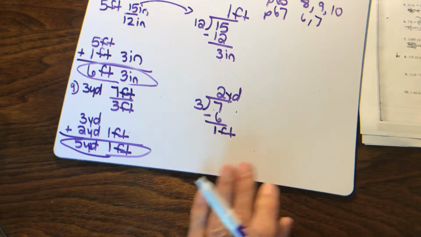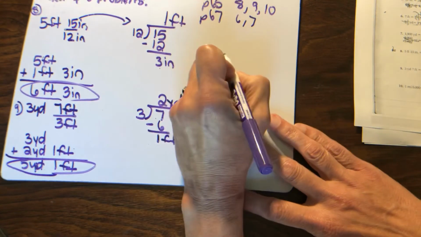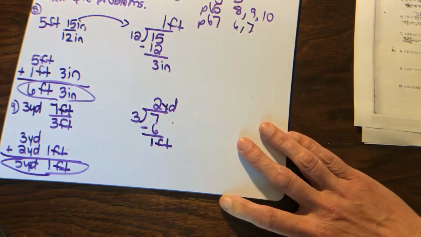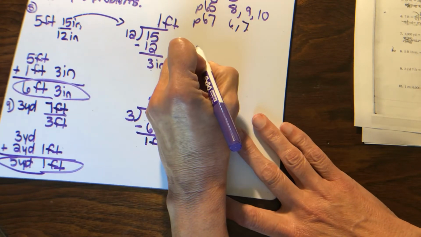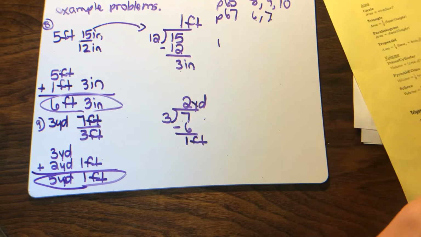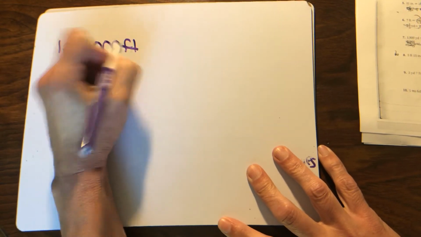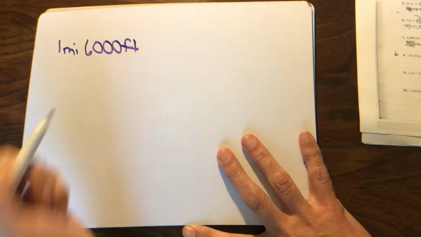Now, let's do one more together, and then you can go try some. I said that I would work these with you, but let me just work number 10 and then you can go back to your packet and try them. So number 10, okay, number 10 says 1 mile, 6,000 feet. Please do not write a comma. We don't need commas, okay? They write it on their paper. We're not going to do that.